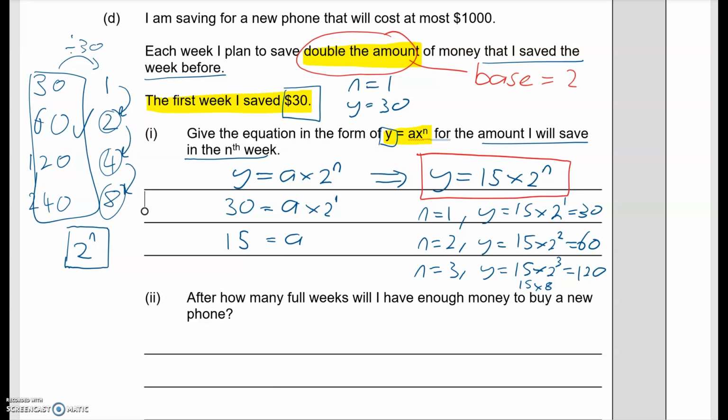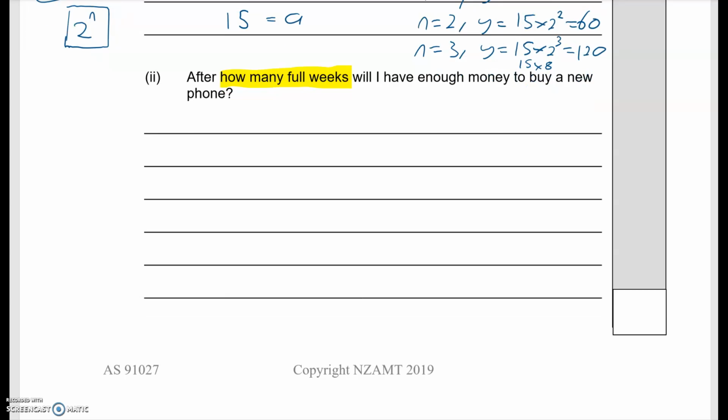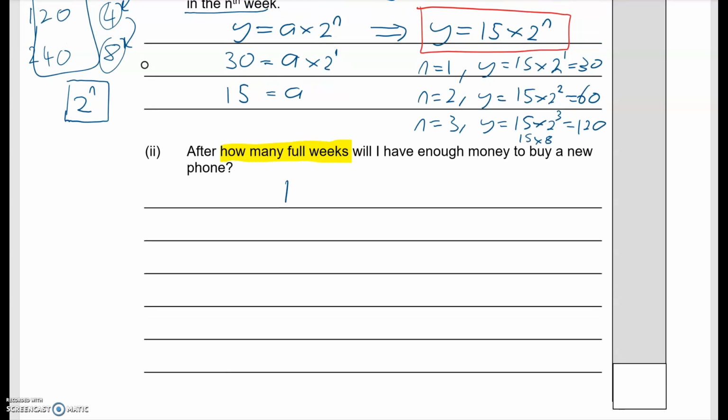Okay, so now the second part of the question. After how many full weeks will I have enough money to buy a new phone? And a new phone will cost at most $1,000. So we need to have saved at least $1,000 to buy the phone. So we need our equation, 15 times 2 to the power of n. We want this to be greater than or equal to 1,000 so we can buy the phone. And divide both sides by 15.